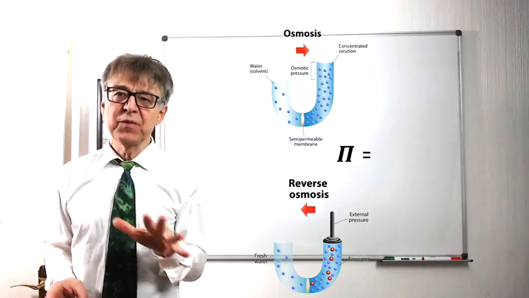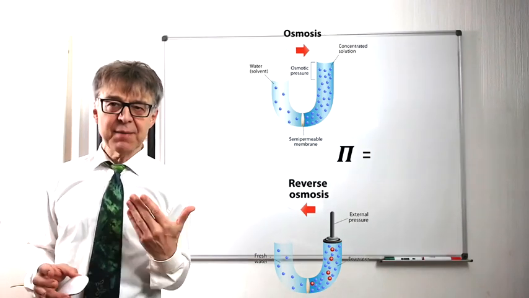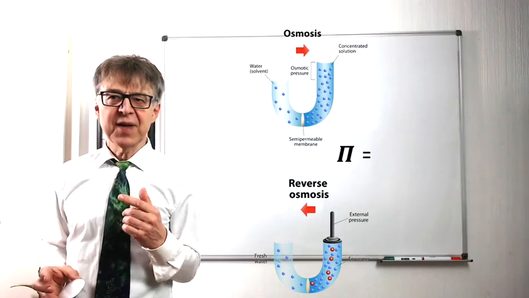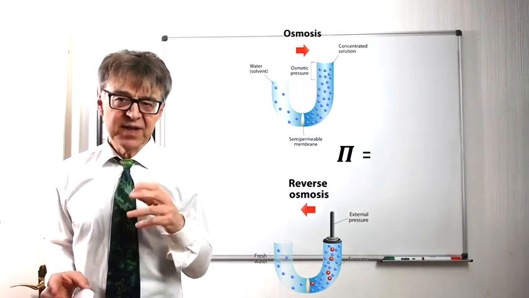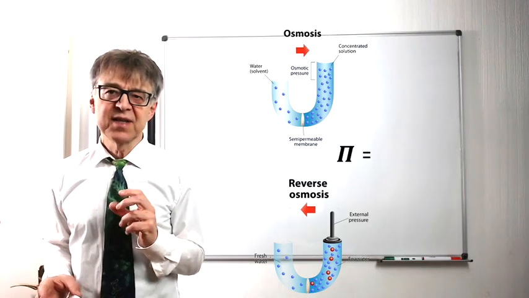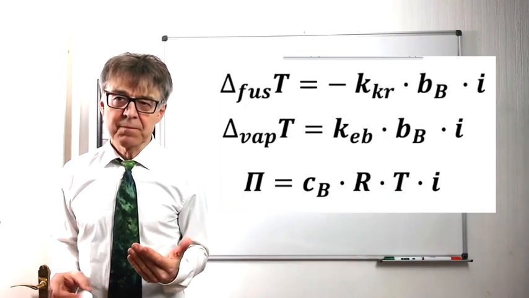Osmosis can also be reversed. By applying a sufficiently high pressure, a solution can be kind of ultrafiltrated and turned into the solvent. That's how seawater is treated in desalination plants.